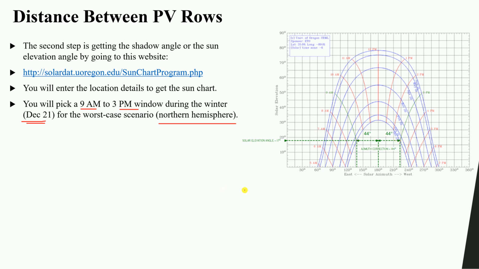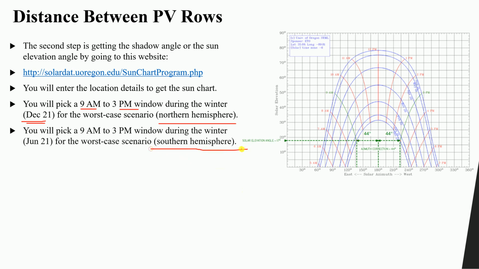However, this is really important. If you are in the southern hemisphere, the winter will be in June 21, not in December 21. So if you are in the southern hemisphere, you will find that the lowest curve here will be June 21 instead of December 21. This is really important. You do the same process, the same steps. However, in the southern hemisphere, we are looking for the curve with June 21.